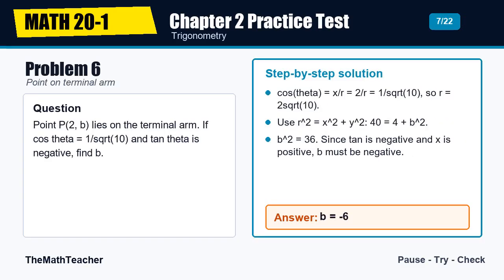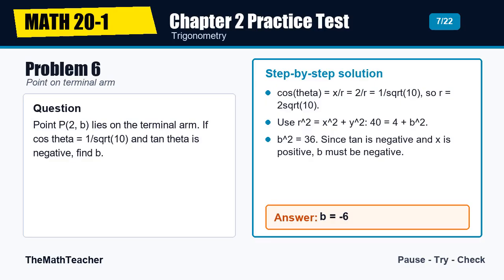Cosine is x over r, so 2 over r equals 1 over root 10. That gives r equals 2 root 10. Now use r squared equals x squared plus y squared. 40 equals 4 plus b squared, so b squared is 36. Tangent is negative while x is positive, so b must be negative 6.